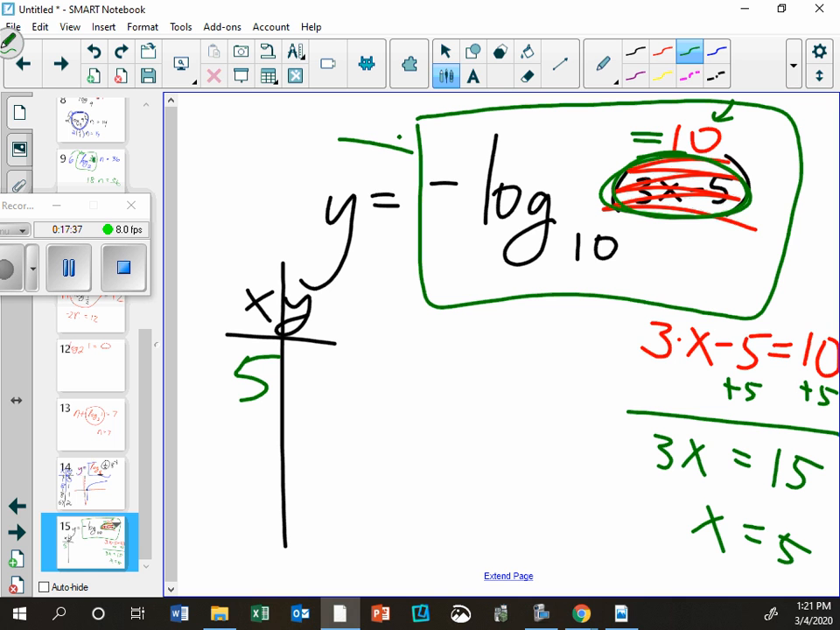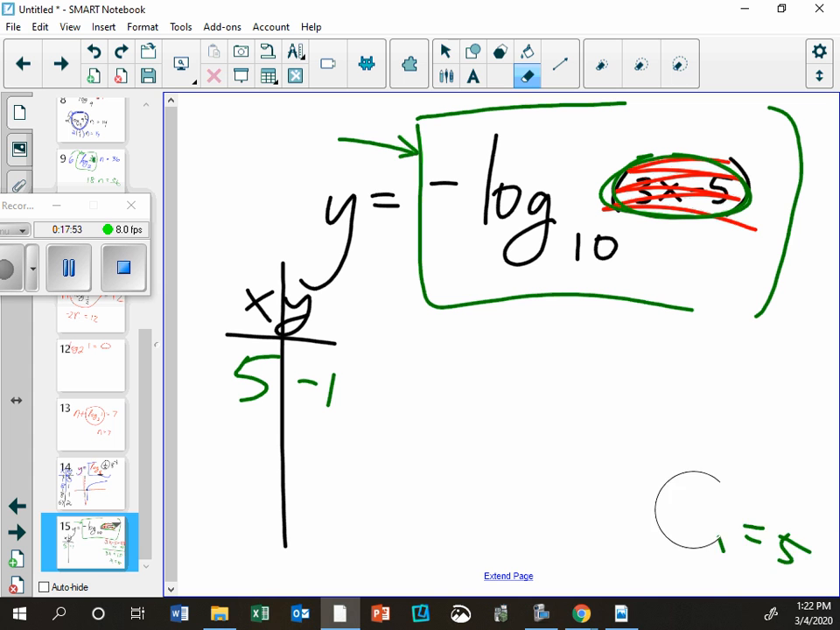What is all of this? What does this simplify to? Negative 1. So 5, negative 1 is one of your points. All right, what is something else that would be smart besides 10? What else would be a smart thing to find if this was what?